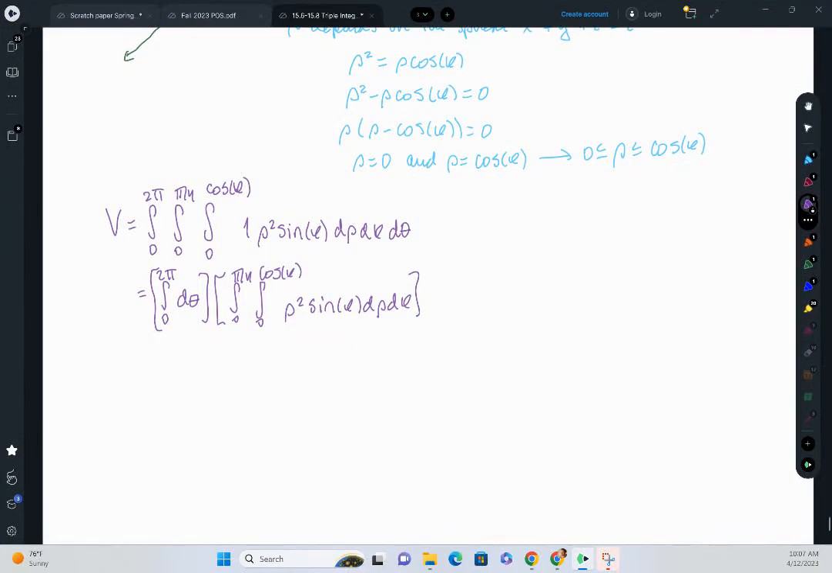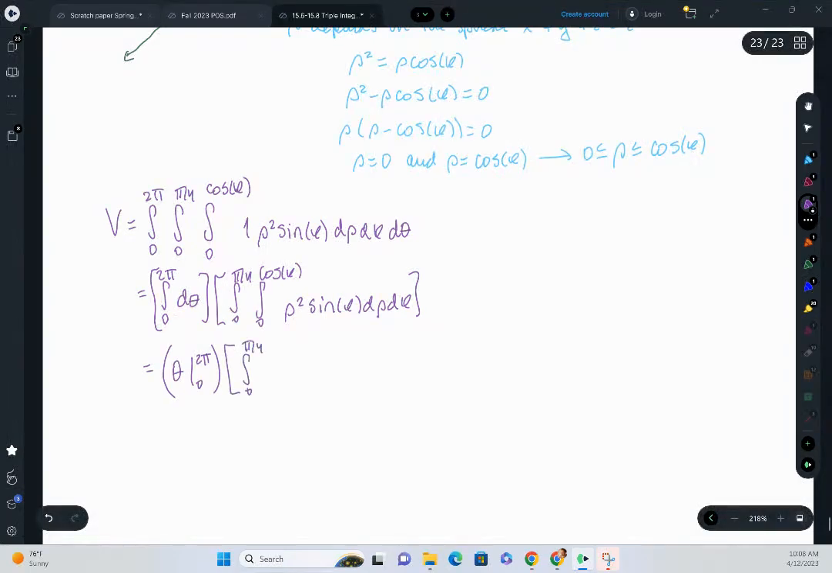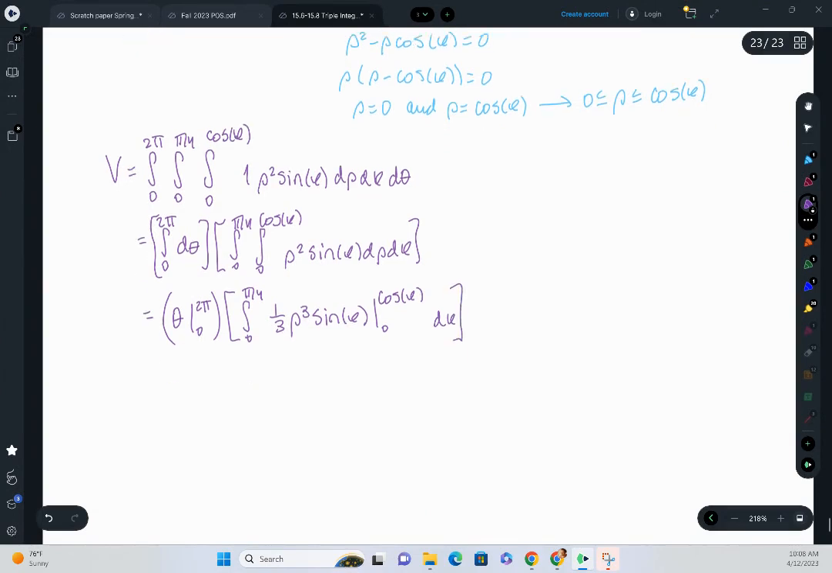I'm going to integrate with respect to theta right now. I get just theta evaluated from 0 to 2 pi. I'm still multiplying, okay? And then times the integral from 0 to pi fourths. And now I'm going to go ahead and integrate with respect to rho. I get 1/3 rho cubed sine of phi evaluated from 0 to cosine of phi. And then I would still have a d phi on the outside here. Okay, the theta from 0 to 2 pi just gives me 2 pi. And we're used to that. We've seen this so many times that the contribution from d theta just gives us 2 pi.